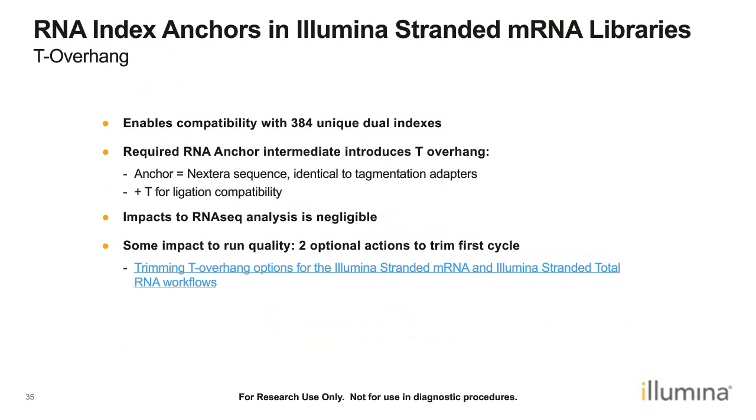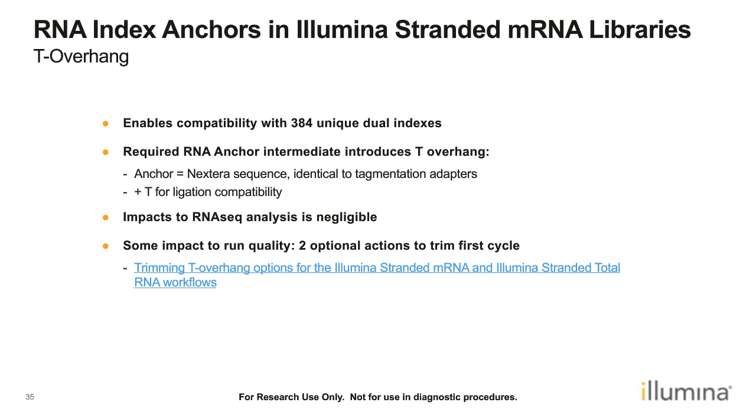Now, the RNA index anchors, these are a new addition to the workflow. This requires an RNA anchor intermediate, which introduces a T-overhang. And this anchor enables compatibility with at least 384 unique dual indexes. The anchor itself is a Nextera sequence, identical to tagmentation adapters, plus a T for the ligation compatibility.